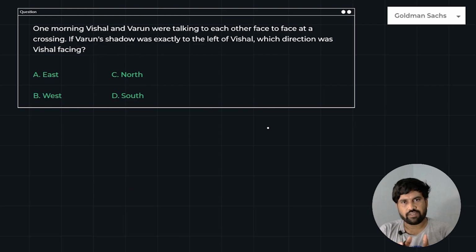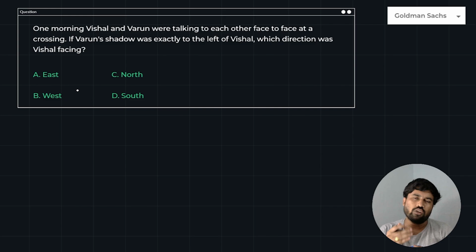Try to pause the video and try to solve it on your own first, and then we will look into the explanation part. Just look into the explanation now guys. One morning, Vishal and Varun were talking to each other face to face at a crossing. If Varun's shadow was exactly to the left of Vishal, which direction was Vishal facing? So just look at it guys. This is some kind of problem related to directions based on shadows.